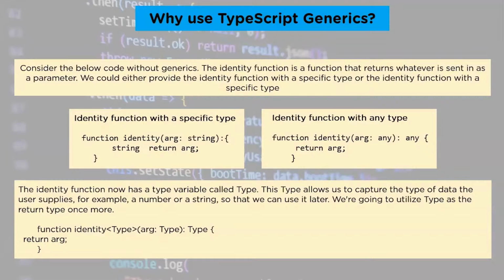We can use two methods to invoke the generic identity function after writing it. One method is to pass all the parameters to the function, including the type argument. The other method is to utilize type argument inference.